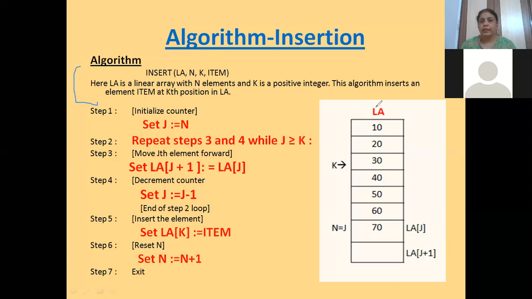LA is the name of the array and N is the total number of elements in your array. If you can see, 1, 2, 3, 4, 5, 6, 7, right now you have 7 elements in your array. Okay. K is the position where you want to insert the new element. And ITEM is a variable जिसके कंटेंट आप यहाँ पर kth एलिमेंट में इंसर्ट करोगे.